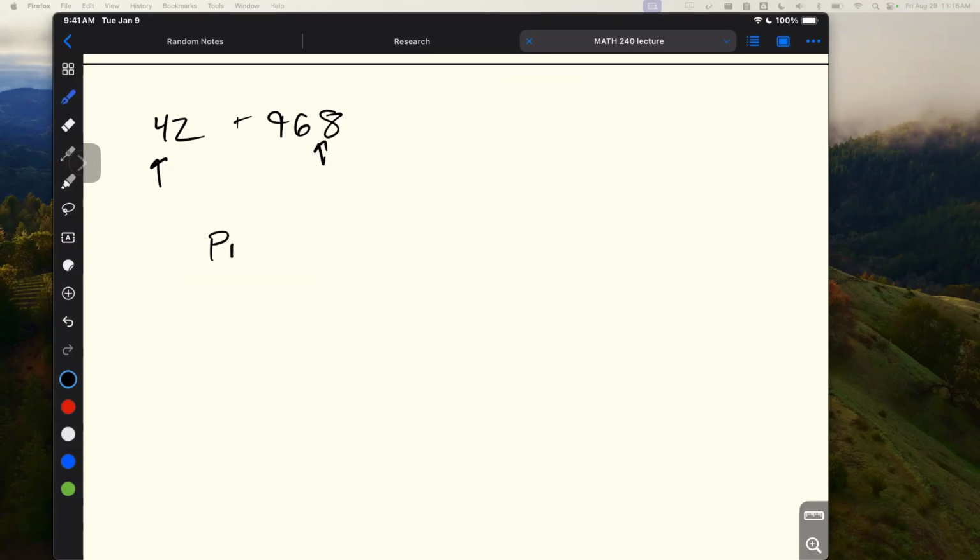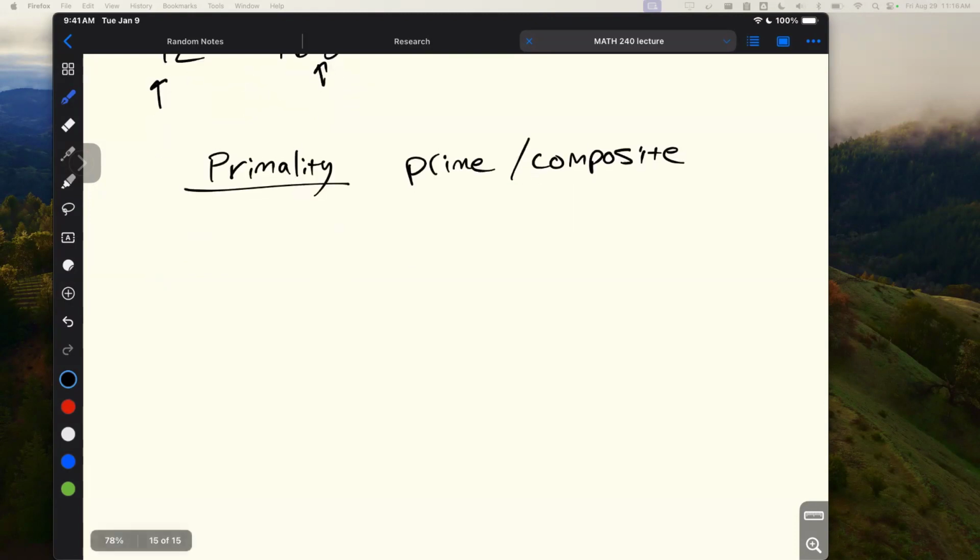Let's briefly talk about, I'm not 100% sure that's the word that we use, but I think it is. Let's talk about primality. So the notion of prime and composite numbers. Again, this is something that you have learned. You know what a prime number is. It's something that's divisible only by 1 and itself. And a composite number is basically anything else.